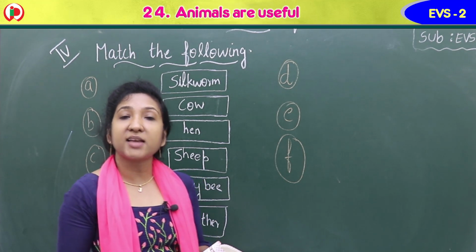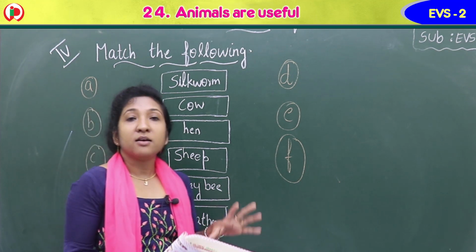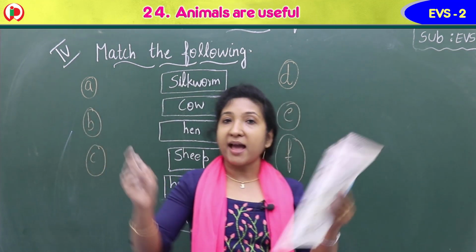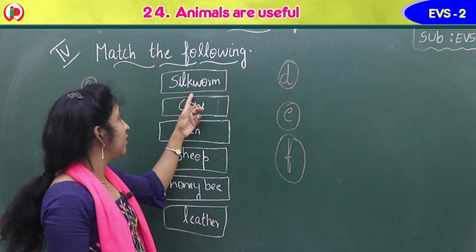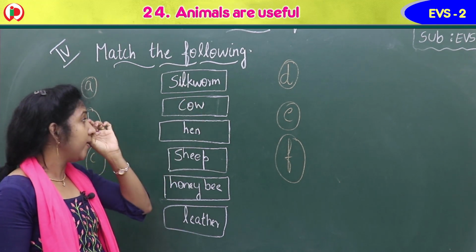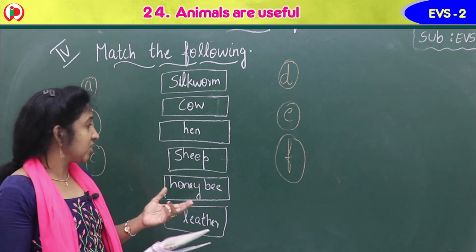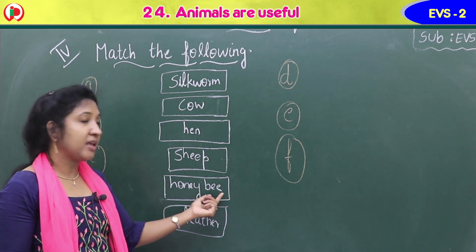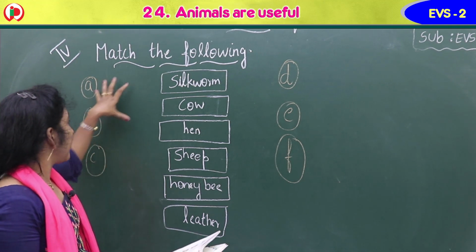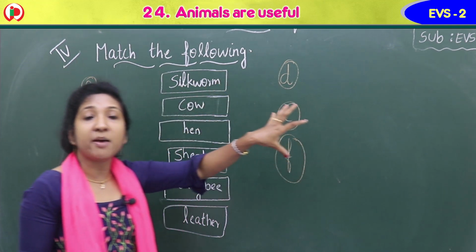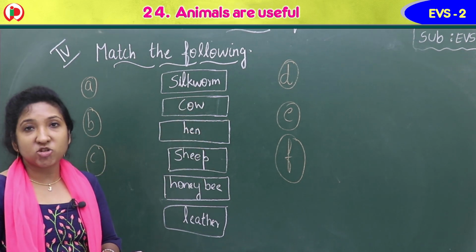Yes, children, so our next exercise is exercise 4. Match the following. So here you can see images on either side, and in the middle some words are given. These words are silkworm, cow, hen, sheep, honeybee, leather. So here A, B, C, D, E, F, there are some pictures given. You have to match these words with those pictures.